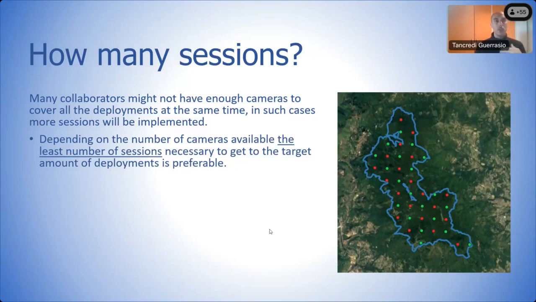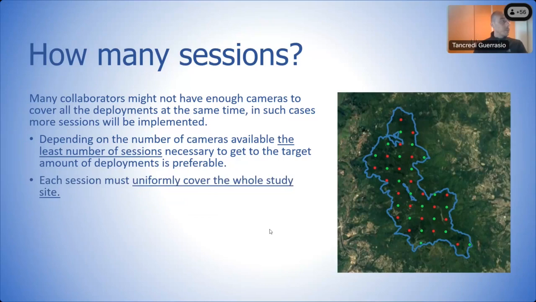However, if you have enough cameras, the least number of sessions is going to be better, because that's going to reduce the effort and increase the precision. But the priority is to have a higher number of camera placements. So if you need to do 2, 3, or 4 sessions in order to get to a higher number of deployments, 40, 50, or 60, then that's going to be the right choice.